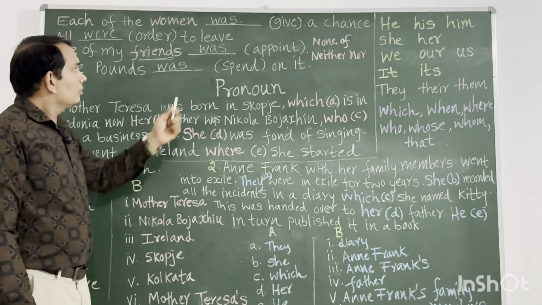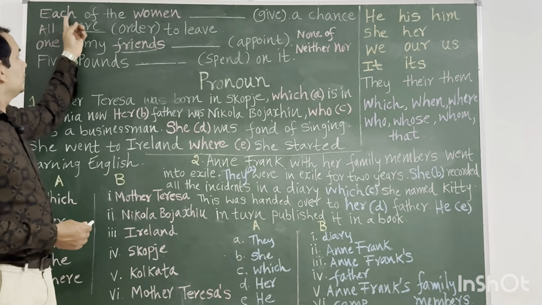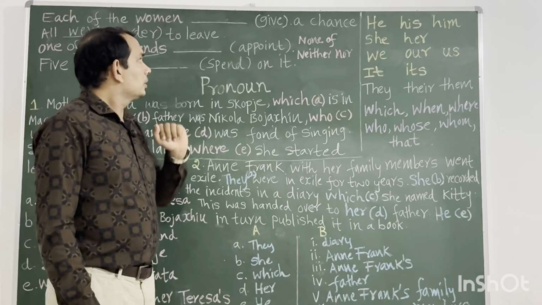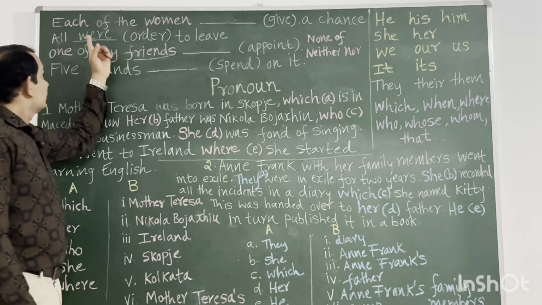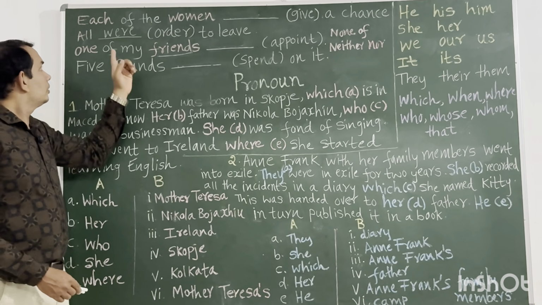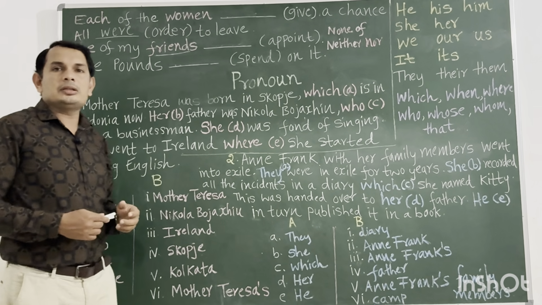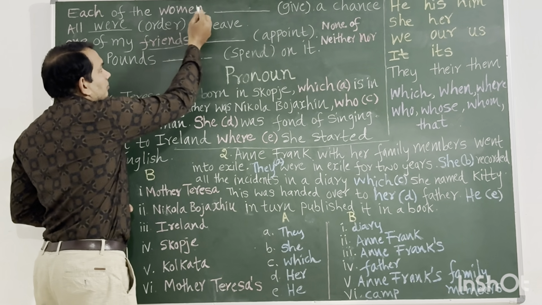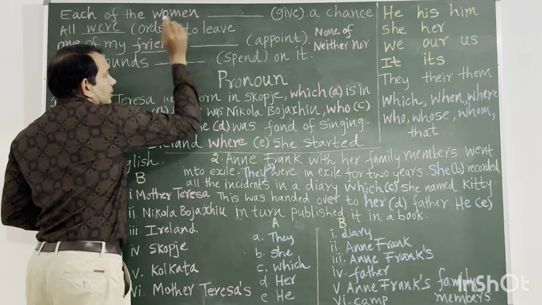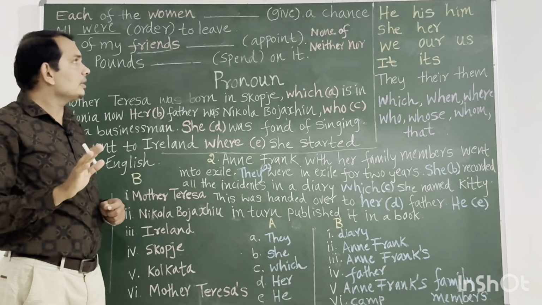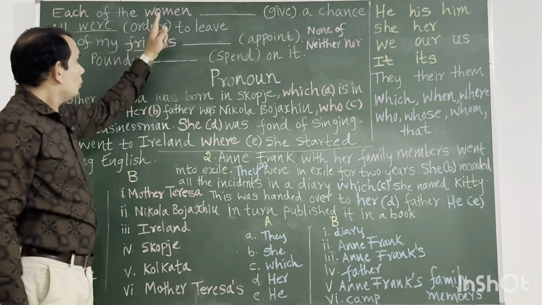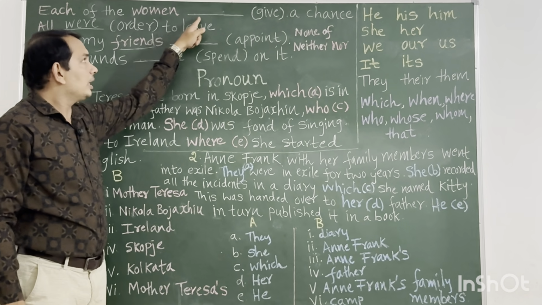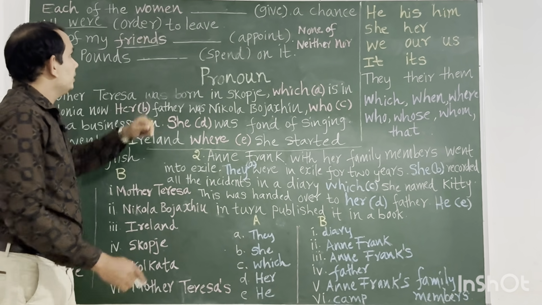Each of the women, dash, in brackets the verb is give a chance. Here, each of the women. In my earlier video I said when the word that precedes the blank is plural we write were, but in this case we can't write were. Though the word preceding the blank is plural, we can't write were here, we have to write was.